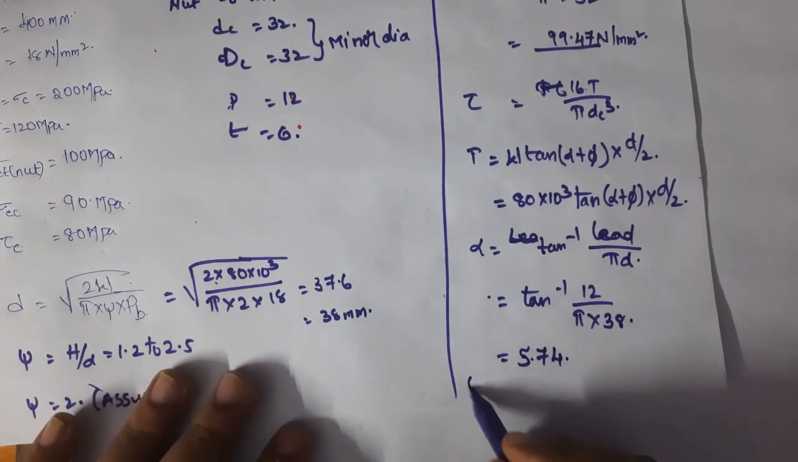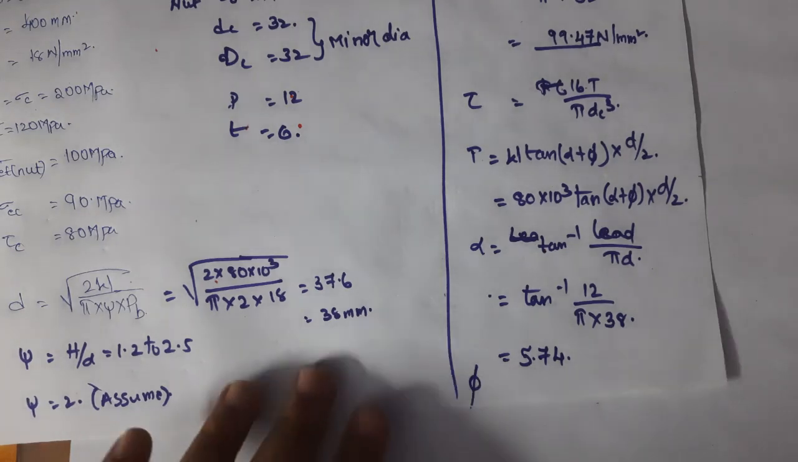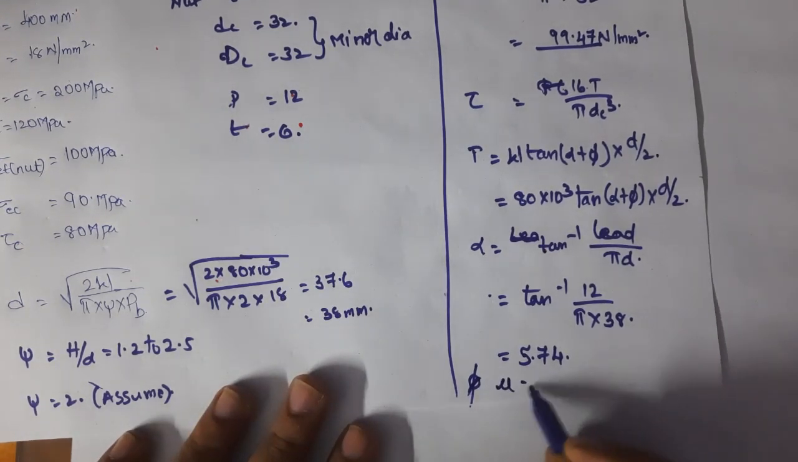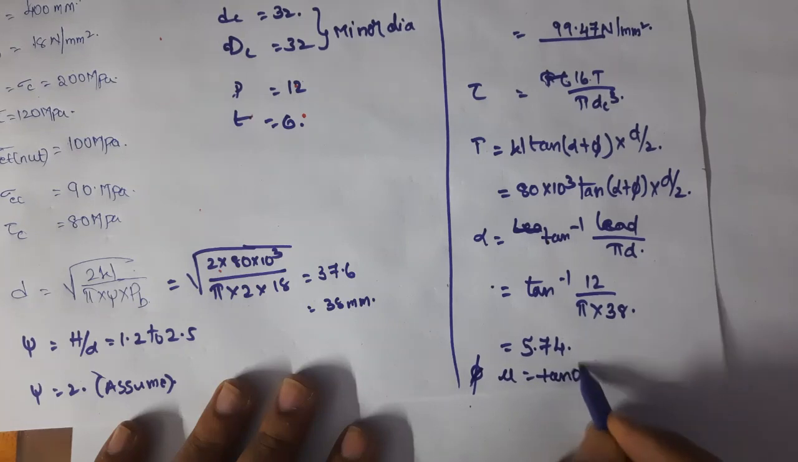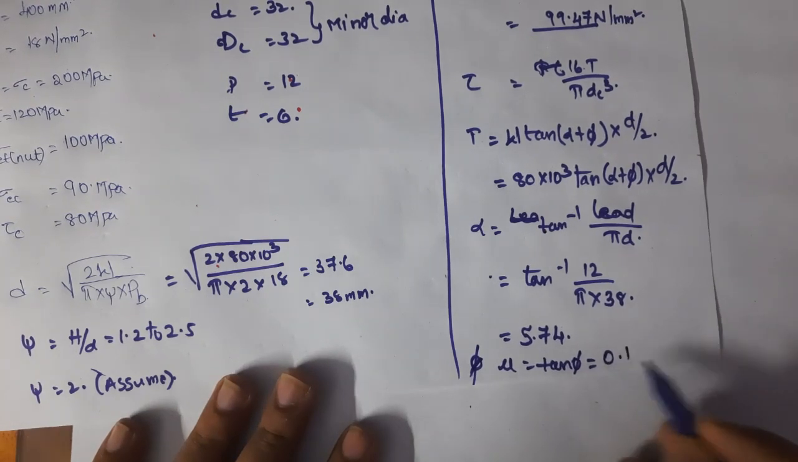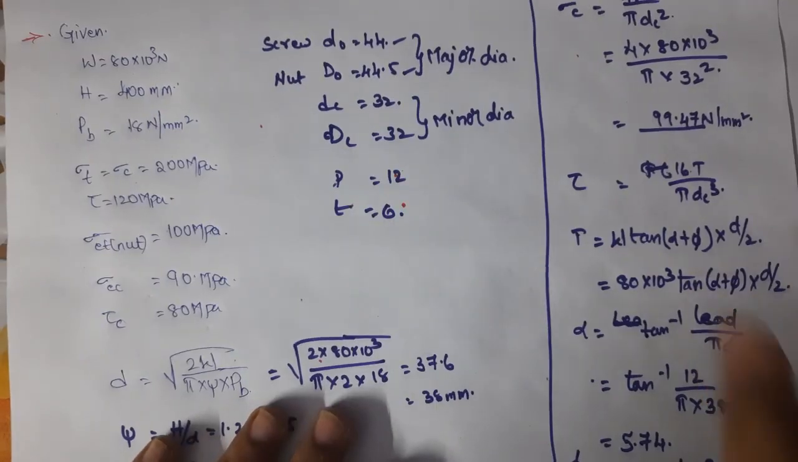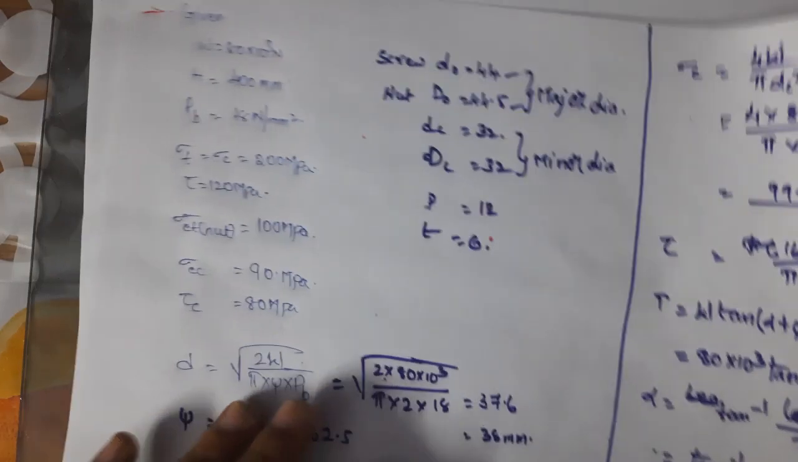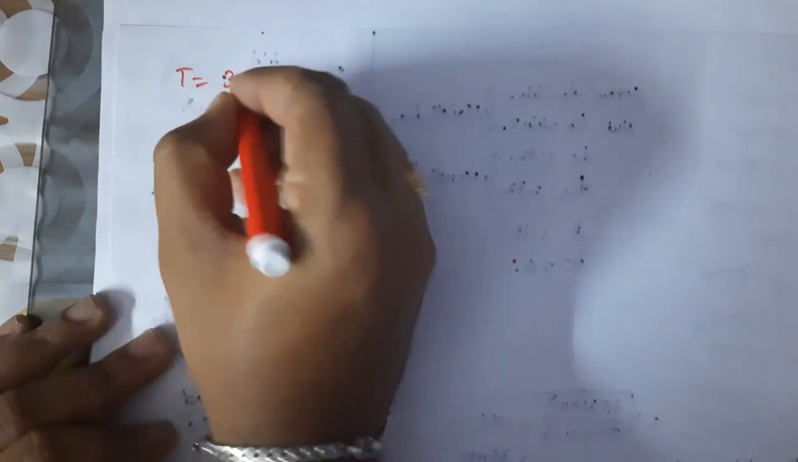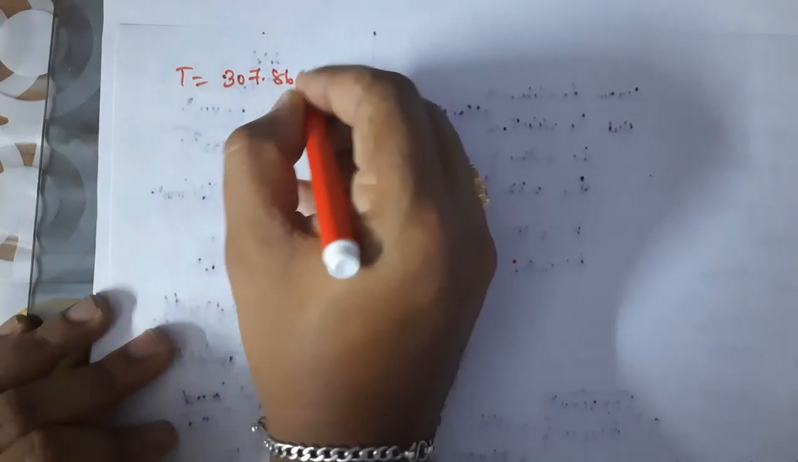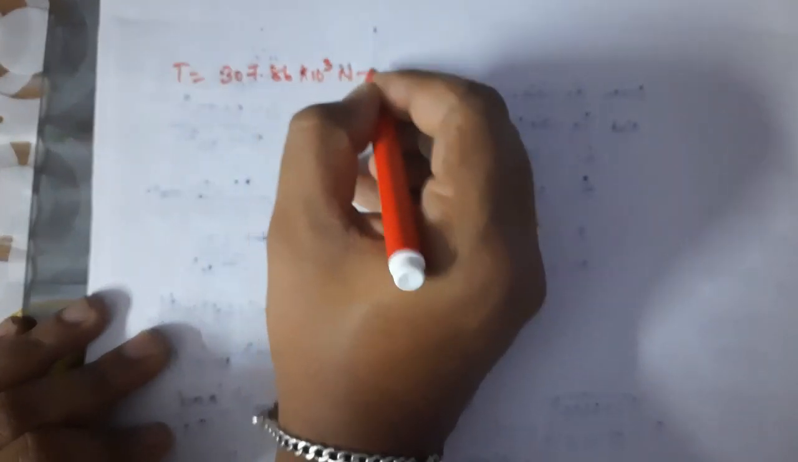Next we need to calculate the mu value. Mu is mu or tan phi. I am assuming, we have to assume, I have assumed it as 0.1. So we have to substitute the values in this formula and you can get the value of it. The torque value that I have got is T is equal to 307.86 into 10 to the power of 3 Newton meter. So that is the value that I have got. Just try to calculate.